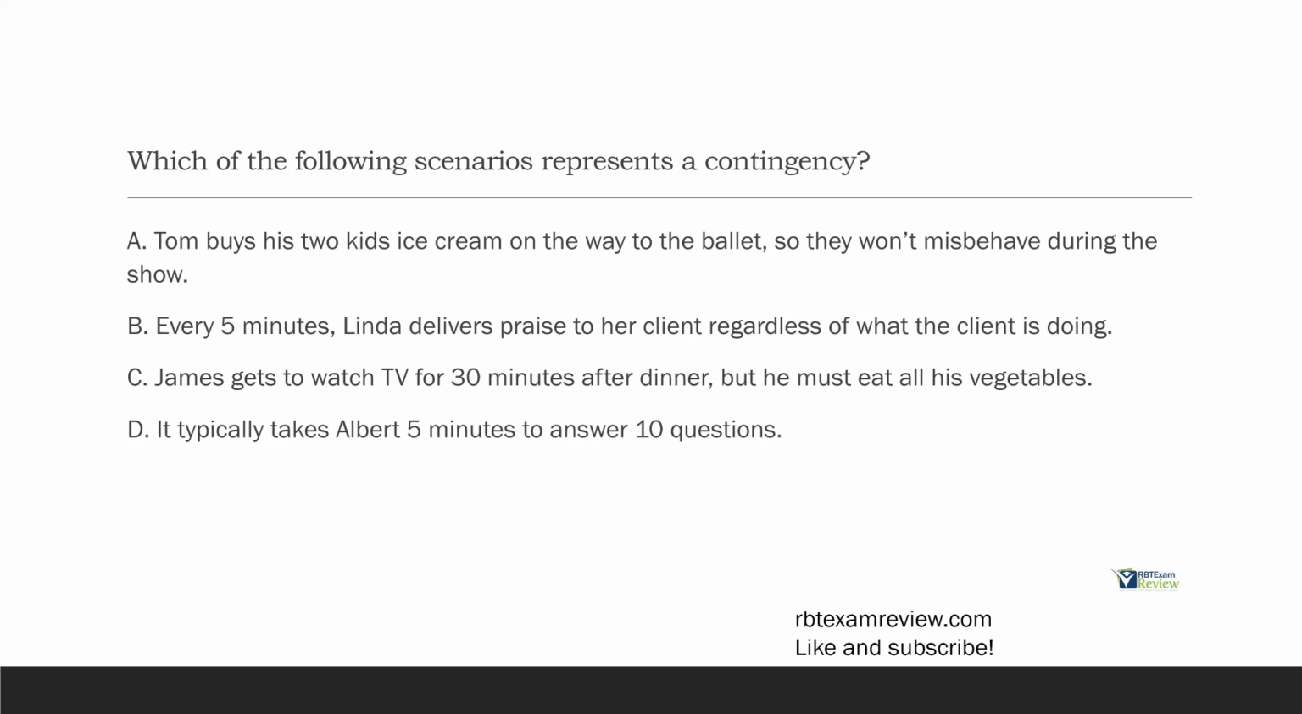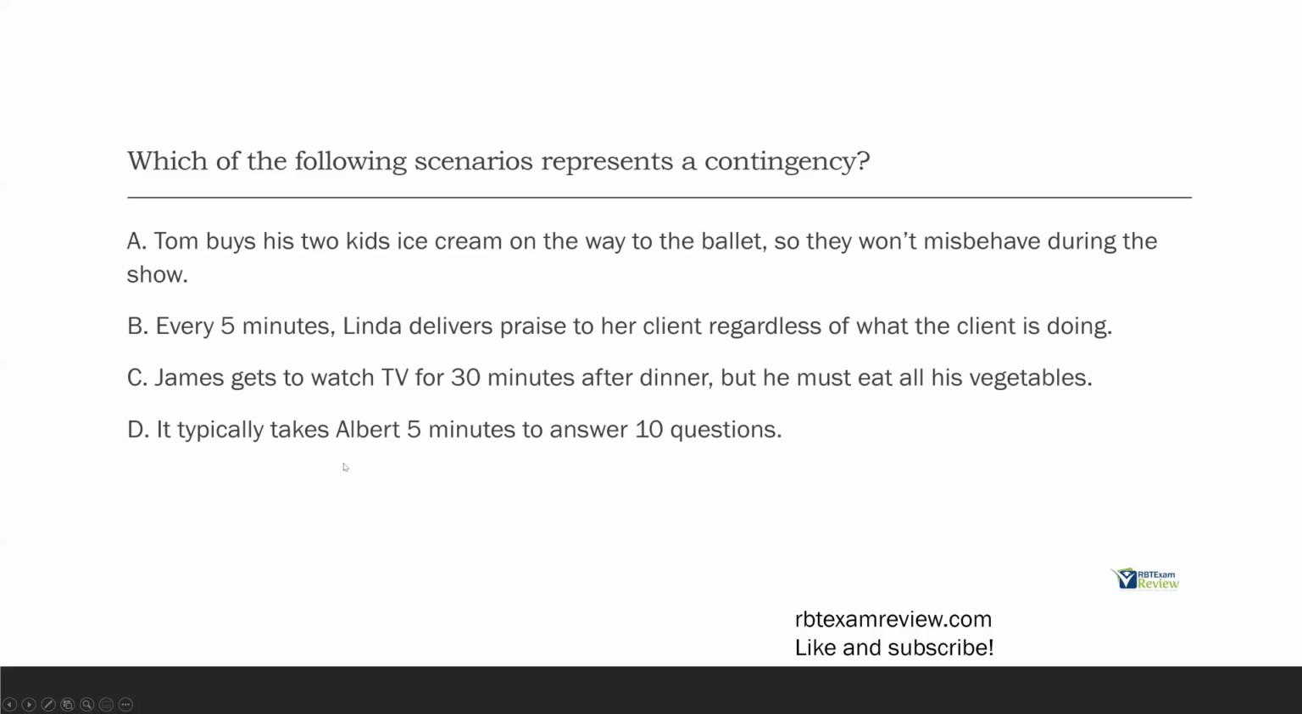C, James gets to watch TV for 30 minutes after dinner, but he must eat all his vegetables. Okay, where's our if? Our if is eating vegetables. If James eats all his vegetables, then he gets to watch TV for 30 minutes. The only way James gets to watch TV for 30 minutes is if he eats his vegetables. This is a contingency. Understand the difference between a bribe, A, non-contingent reinforcement, B, and a contingency, C.